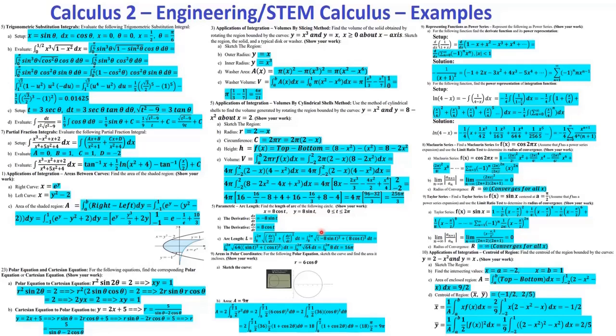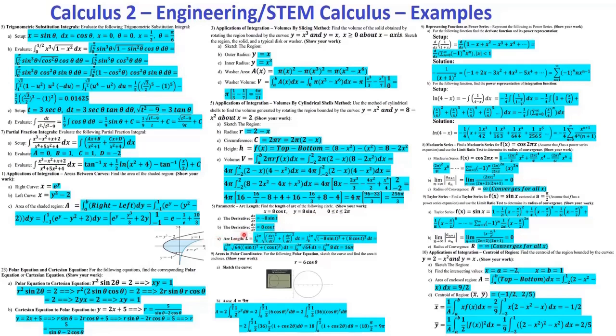Then I have another example of the arc length in polar coordinates, in the parametric form. The parametric equations are x equals 8 cosine t, y equals 8 sine t, where t is between 0 and 2 pi. So dx by dt is minus 8 sine t, dy by dt is 8 minus 8 cosine t.